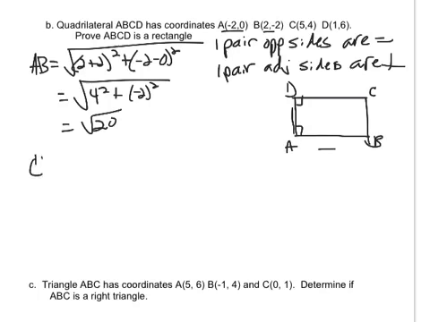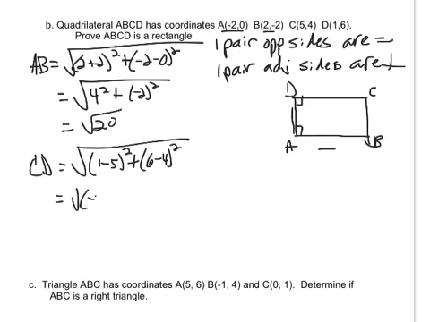Now CD is going to be the square root of 1 minus 5 squared plus 6 minus 4 squared, which is negative 4 squared plus 2 squared, and that again ends up being radical 20. So I just showed the first part: one pair of opposite sides are equal. Now I'm going to show that the slope of AB is going to be perpendicular to the slope of BC. So I'm going to get this slope and I'm going to get that slope.